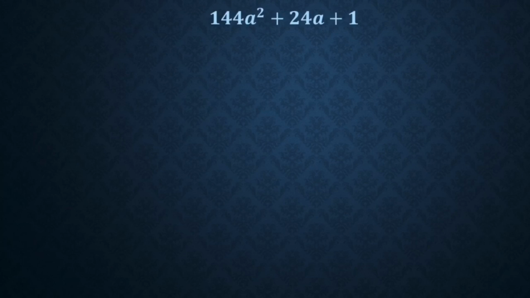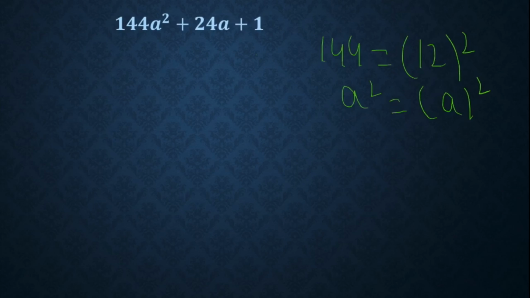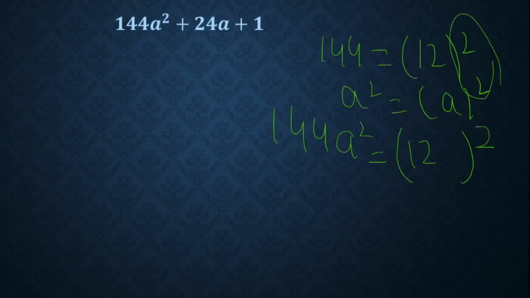So we have read that 144 equals 12 square, and a square can be written as a whole square. Similarly, 144a square can be written as a square, with 12a inside. Similarly, the last term is 1, so it can be written as 1 whole square.